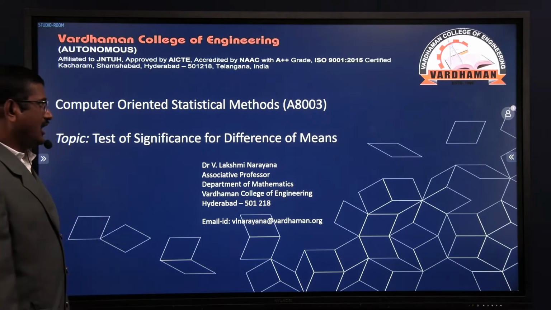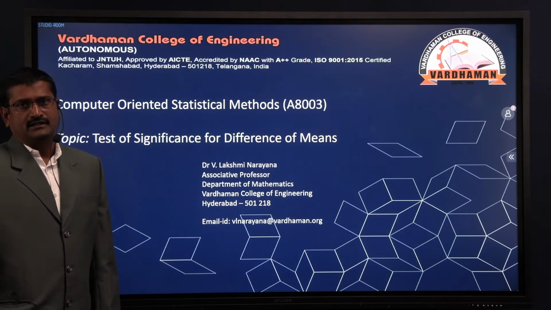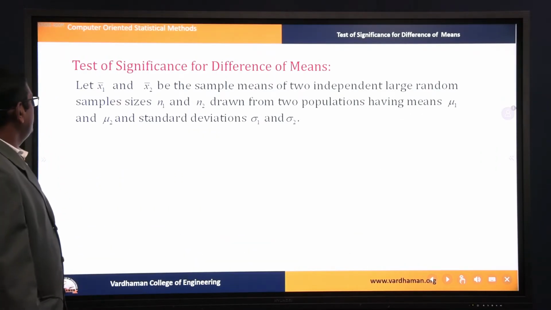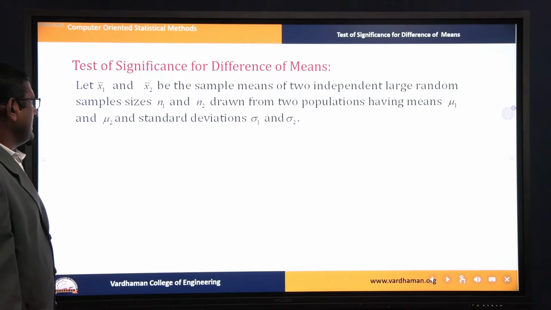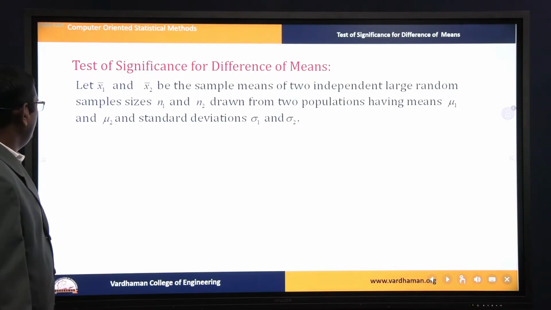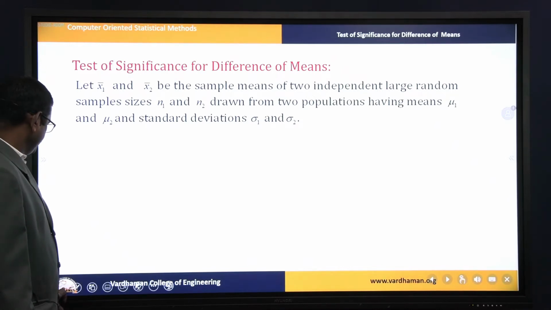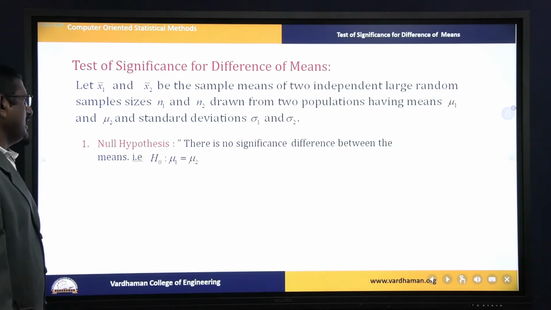In this video, I am going to explain about test of significance for difference of means. We can also call it the Z-test for difference of means. Let x1 bar and x2 bar be the sample means of two independent large random samples of sizes n1 and n2 drawn from two populations having means mu1 and mu2 and standard deviations sigma 1 and sigma 2. As per the working rules, the first working rule is the null hypothesis.